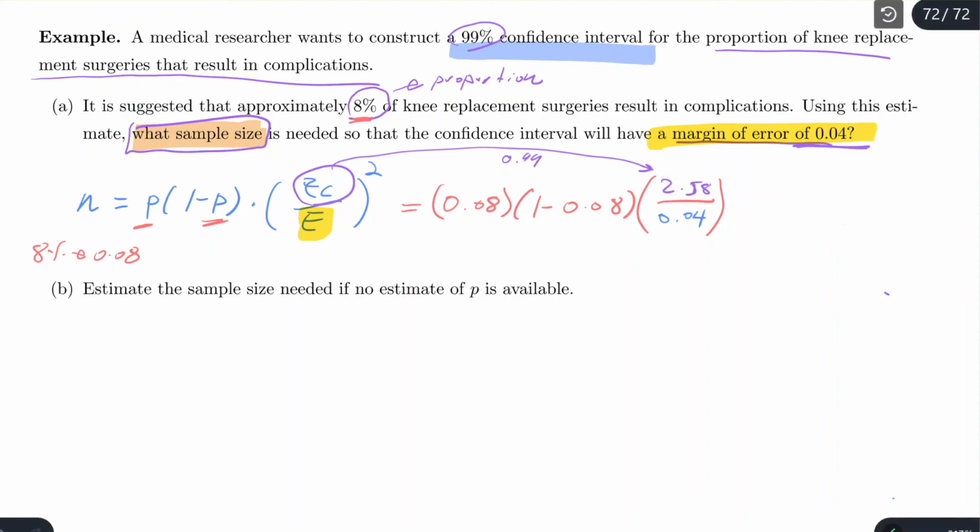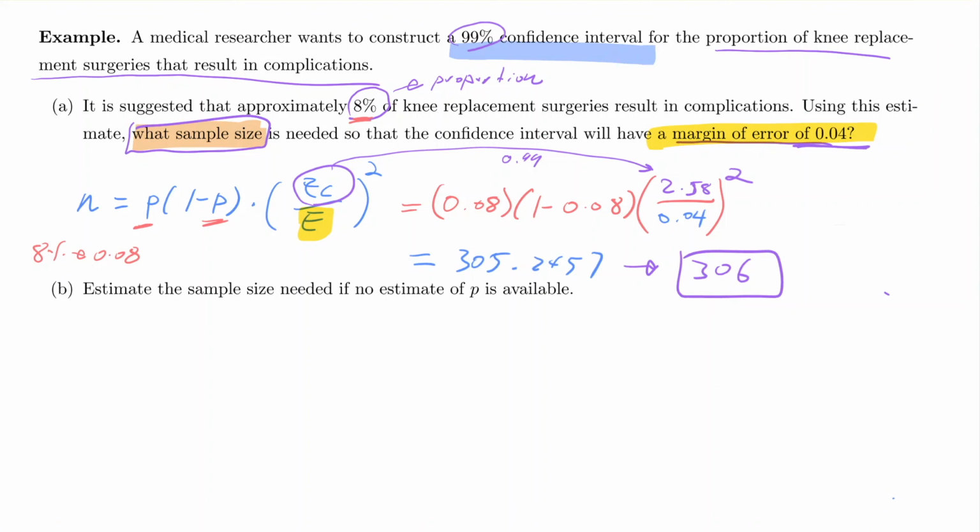And an important thing is also we have to square this value. So don't forget that part. So that's how we calculate. We multiply these numbers, then you get about 305.2457. We always round up to the nearest whole number. If you follow regular rounding, it would be 305. But we always round up. So 306 is the minimal sample size this researcher needs to ensure that we have a margin of error of 0.04.